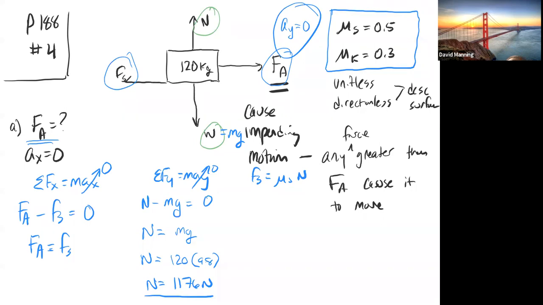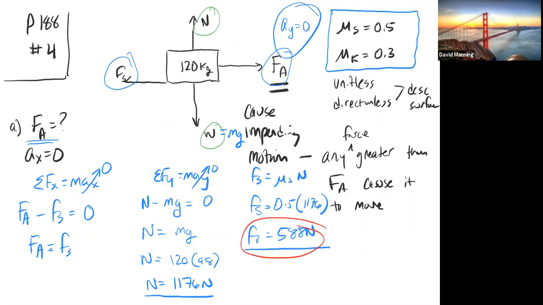Now we have n. We can come up here and find Fs. Fs equals 0.5 times 1176, which is 588 newtons. And now we can take our answer for Fs, plug it in over here, and find FA to equal 588 newtons. So any force greater than 588 causes the motion to impend, or for the object to move. I feel like I went really fast there. Does anybody have anything that I didn't make a good explanation on that you're wondering about?